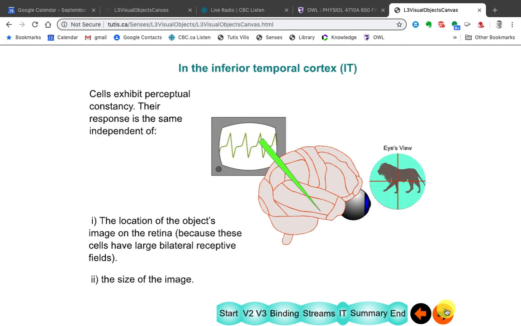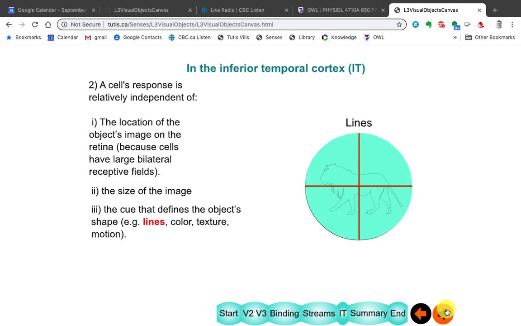It also doesn't care what size the lion is. Okay? That cell will fire the same rate no matter what size it is. Now, if you imagine a V1 cell, only one V1 cell would fire when the lion was in a certain position, and let's say its back crossed the visual field of that small little cell.